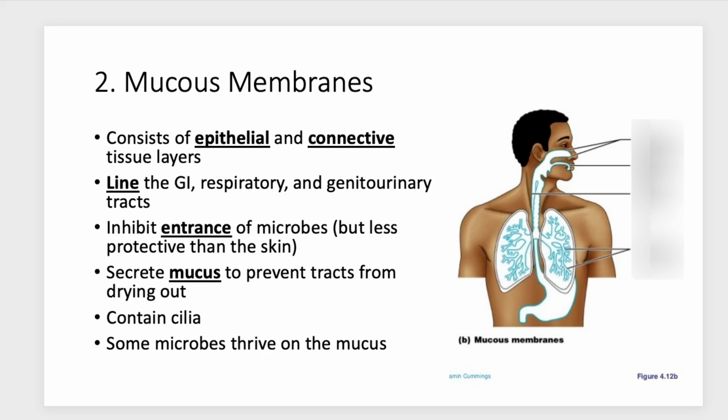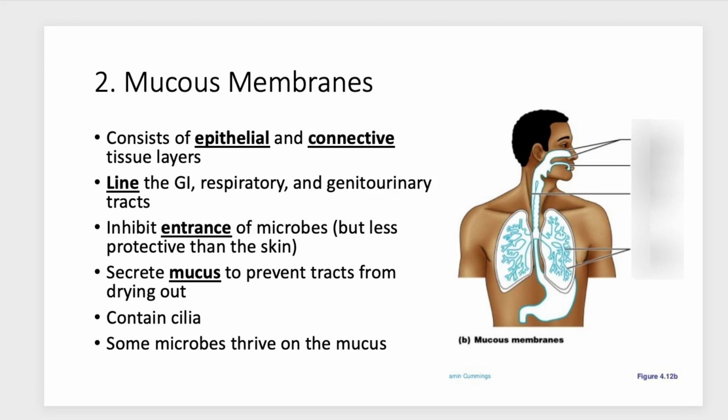So for the mucous membranes, these consist of epithelial and connective tissue layers. They line the gastrointestinal, respiratory, and genitourinary tracts. They inhibit the entrance of microbes, but they are less protective than the skin, because you've got to think, in these areas where you have mucus, like in our lungs, for example, it's not far from our vascular tissue. It's right above it. So it's a little bit closer to our circulatory system.